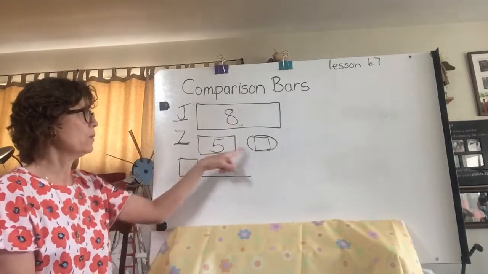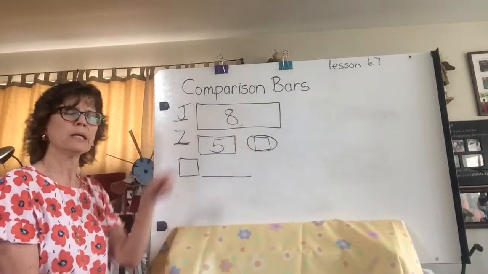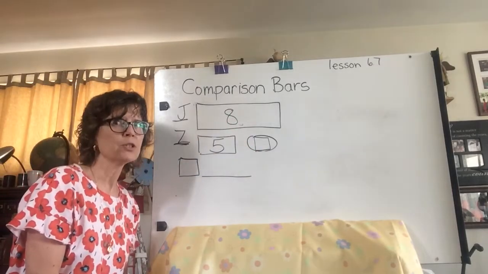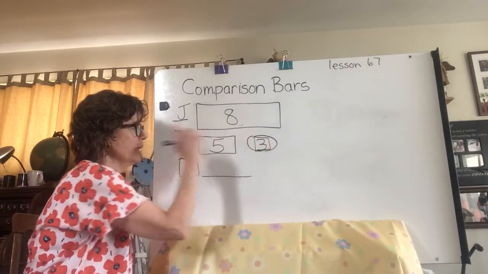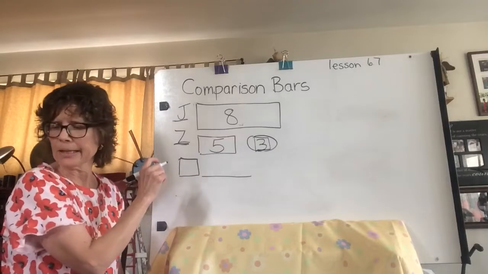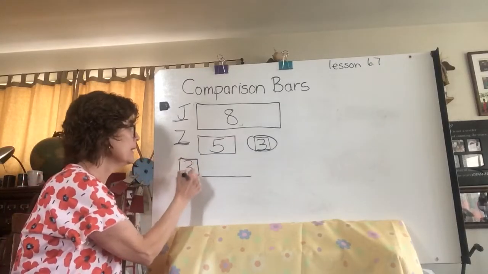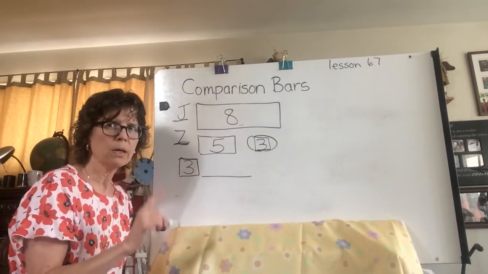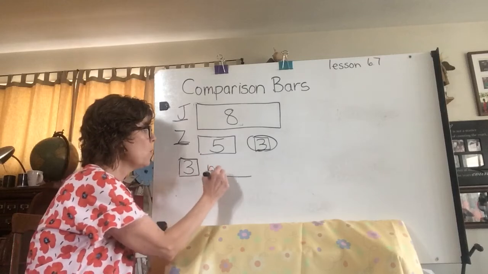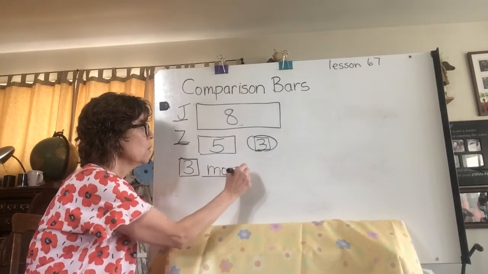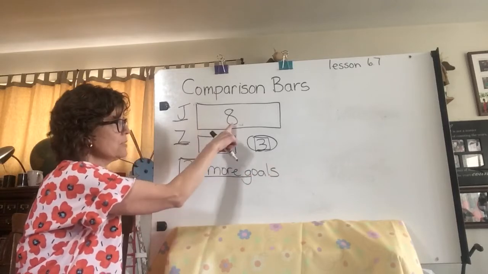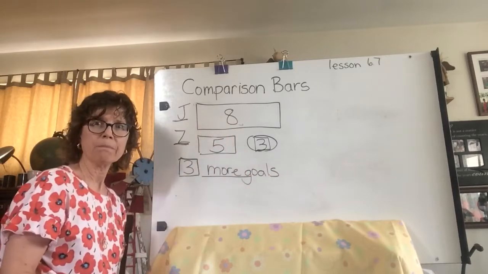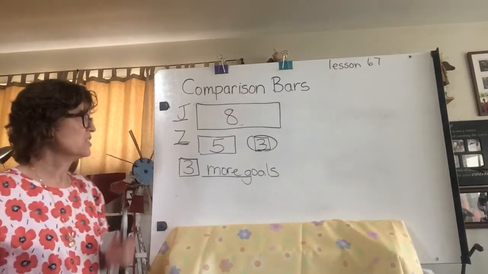And you're going to be starting at 5, counting up to 8. 5. We should know that. 6, 7, 8. The answer is 3. And again, we label it 3. Now the word was more. 3 more goals. And it's saying that's how many more Jane scored than Zach. Not too bad. Getting a little easier, I think.